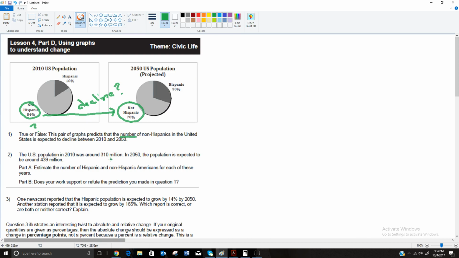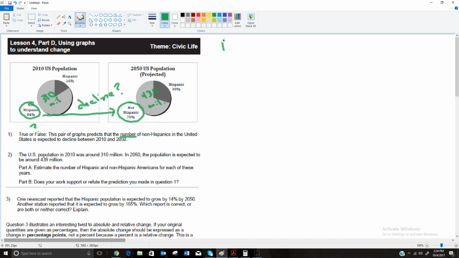Now the U.S. population in 2010 was around 310 million. So let me write this down. So this is 310 million here. And in 2050, again, it's just a projection because we're not there yet, but it's expected to be about 439 million. So there's supposed to be 439 million people in the United States estimated in the year 2050. So now let's look at how that relates to the percentages.